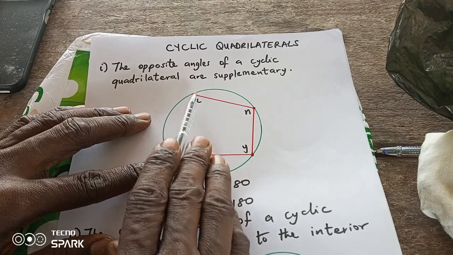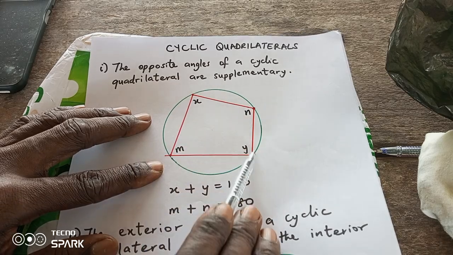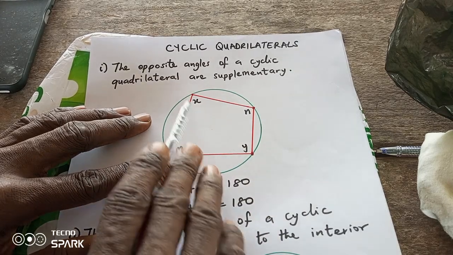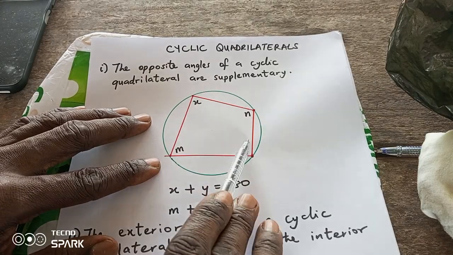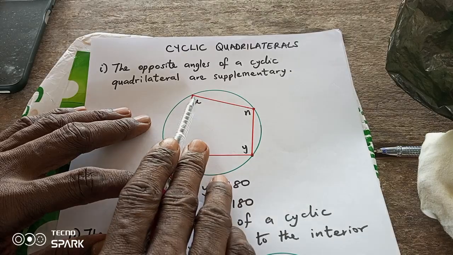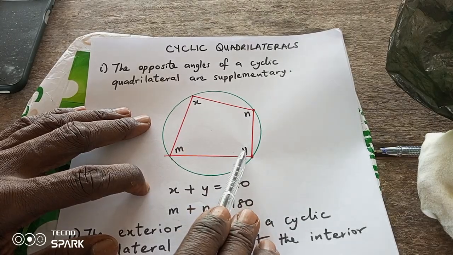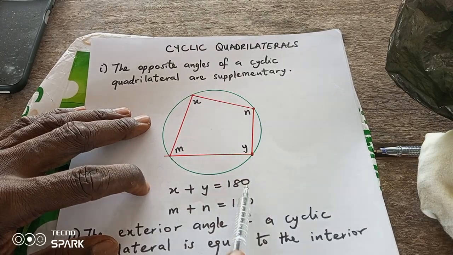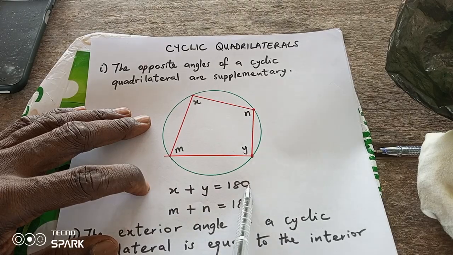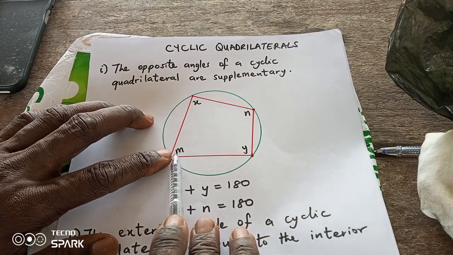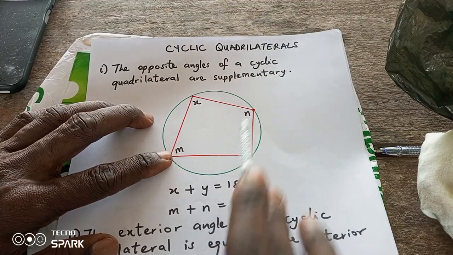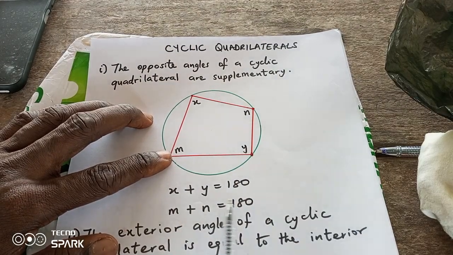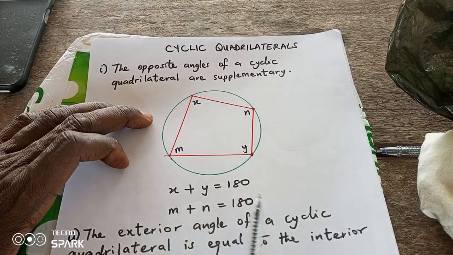So if this is a quadrilateral that is inside the circle, this opposite angle and this angle, if you add them together, it should give you 180. So angle x plus angle y should be equal to 180. Likewise, if you add angle m plus angle n, it should be equal to 180.